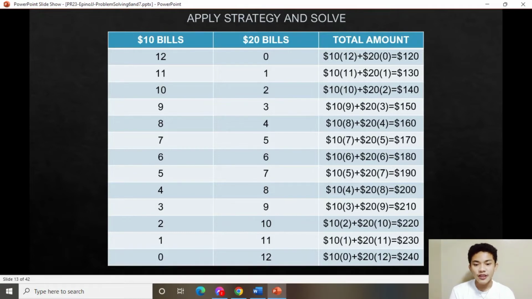And if we have 3 pieces of 10 bills and 9 pieces of 20 bills, the total amount is 210. And if we have 2 pieces of 10 bills and 10 pieces of 20 bills, the total amount is 220. And if we have 1 piece of 10 bills and 11 pieces of 20 bills, the total amount is 230 bills. And if we have 0 10 bills and 12 pieces of 20 bills, the total amount is 240 bills.